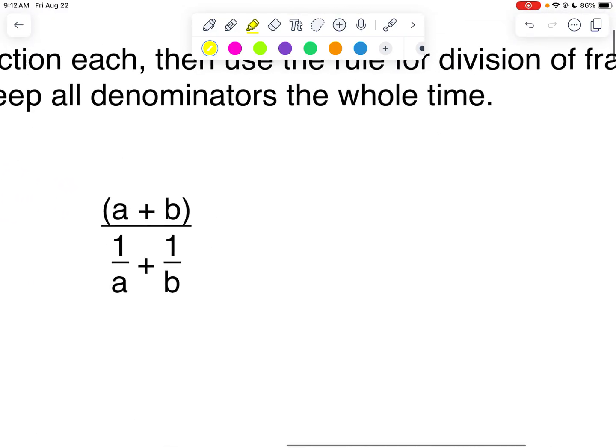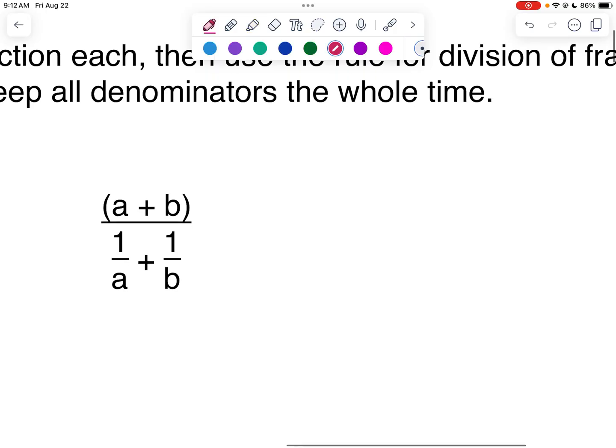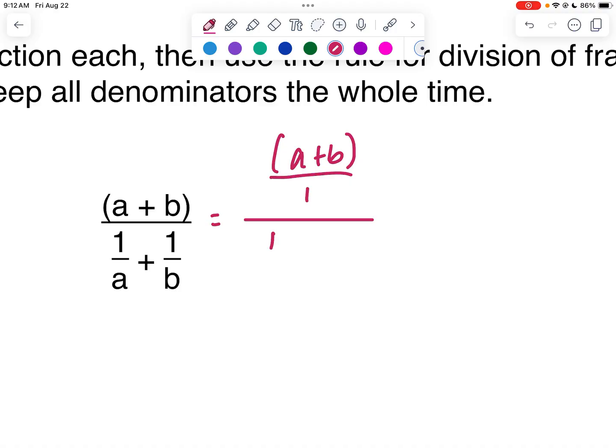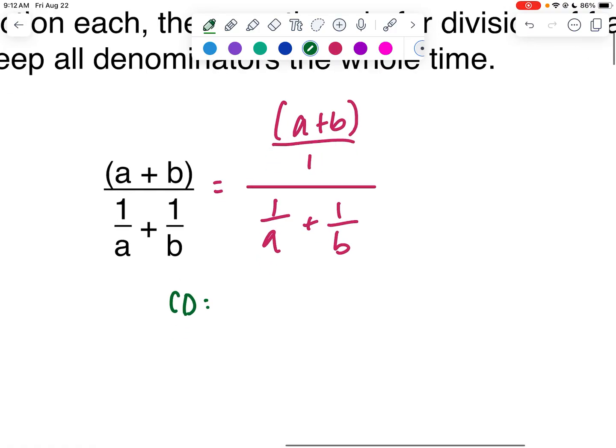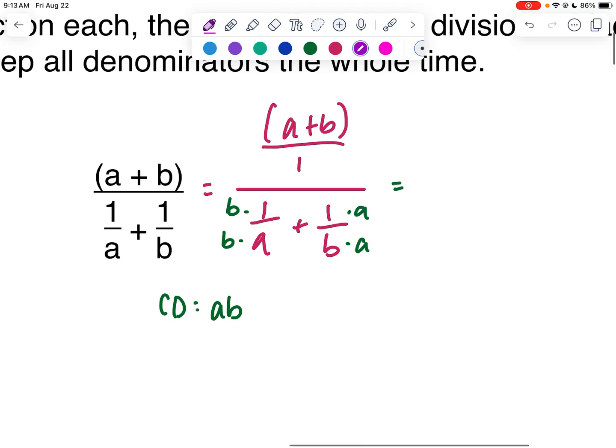I have a plus b all over 1 over a plus 1 over b. I'm going to rewrite this fraction as a plus b all over 1 divided by 1 over a plus 1 over b. Okay, I'm going to keep my numerator the same. I'm just going to focus on my denominator. So my common denominator for my denominator is going to be a times b. So all I have to do is multiply by b for my first fraction, multiply by a for my second fraction, and I can go and rewrite.